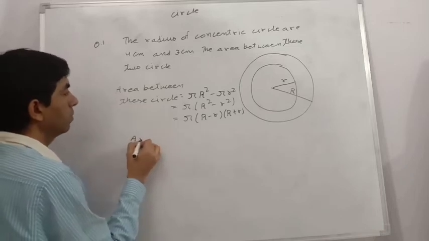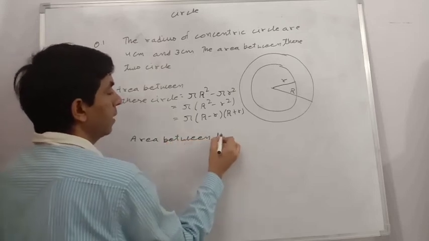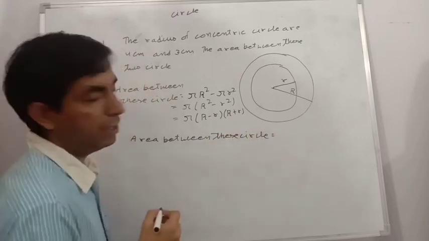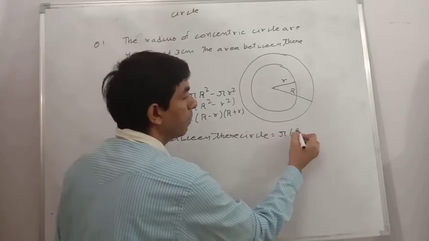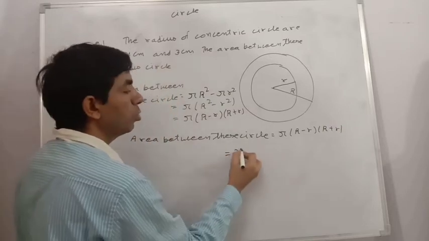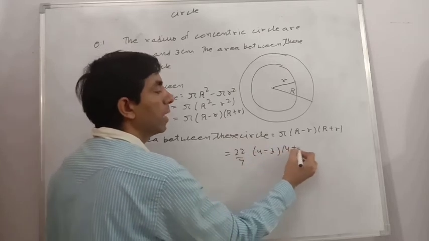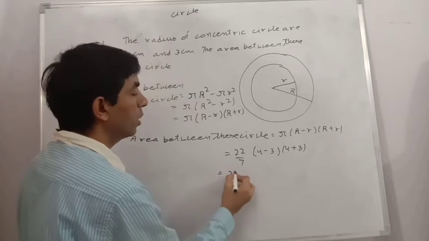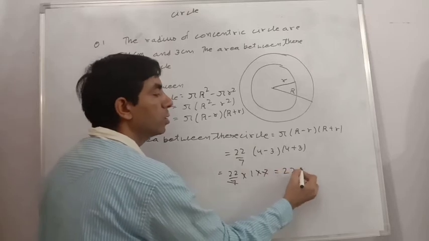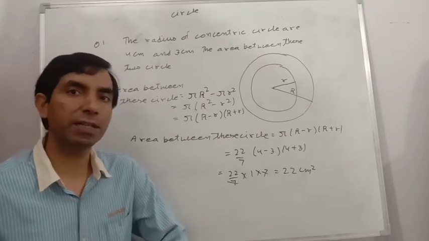So area between these circles equals pi times capital R minus small r, capital R plus small r. Here we can solve it. Pi is 22/7, capital R is 4, small r is 3, so 4 minus 3, 4 plus 3. After solving we get 22/7 multiply 1 multiply 7. 7 are cancelled, then we get 22 centimeter square. By this method we can find the area between two concentric circles.